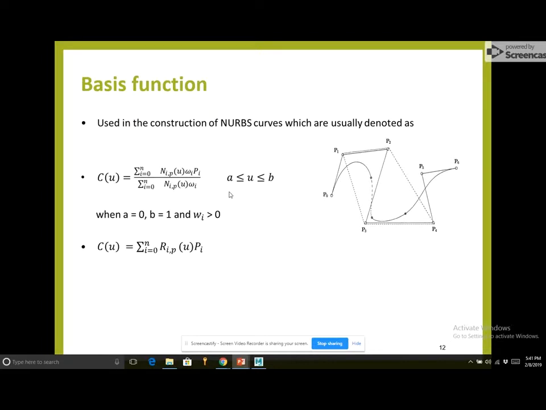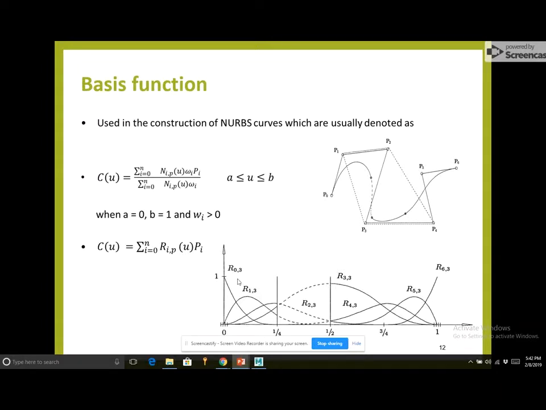Unless otherwise stated, we always assume a and b values as 0 and 1, and we assume that the weight is always greater than 0 at control points. So we get this equation from the above values. In this equation, R i,p of u is the rational basis function. Pi are the control points, we already know that, and this is the curve. Now let us see some properties of this rational basis function and then some properties of curves.